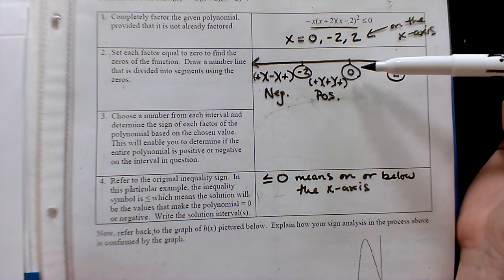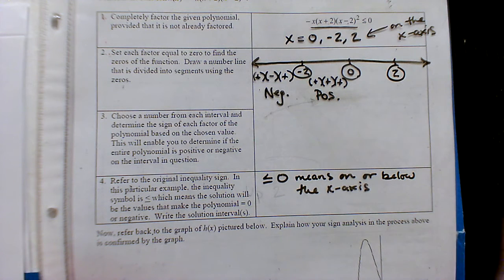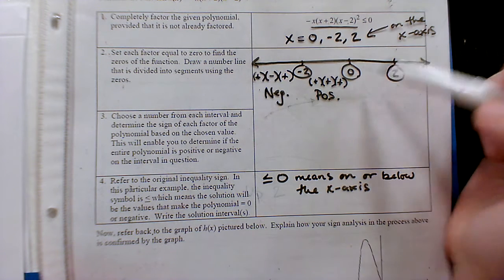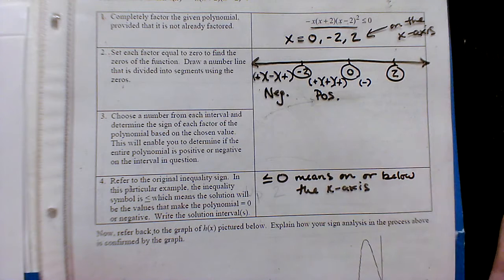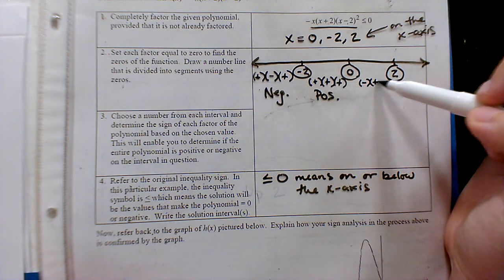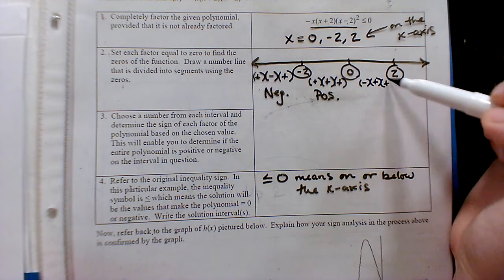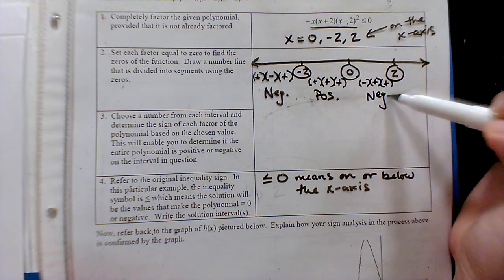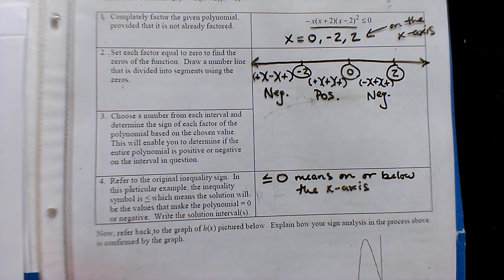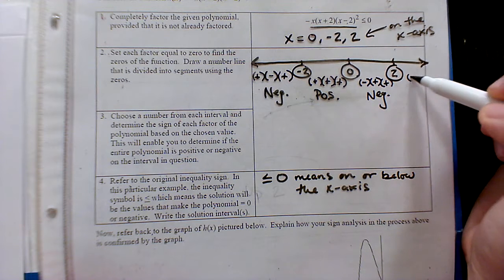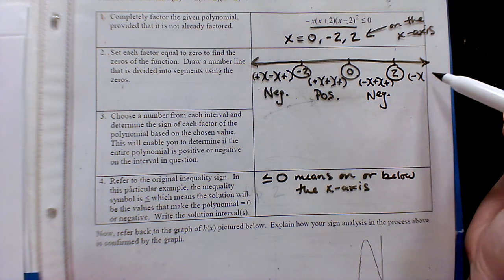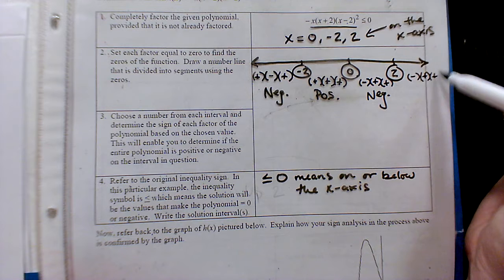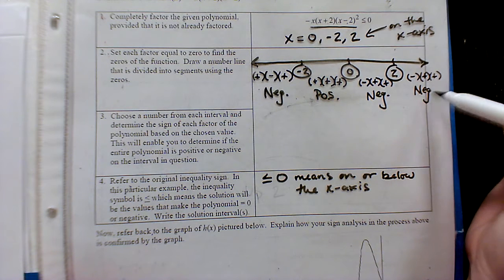For our next interval, something between 0 and 2, probably 1. If we plug it in, the first factor is negative, second factor is positive, third factor is positive, so overall negative. And then something between 2 and infinity, whatever you want. So the first factor, negative, second factor, positive, third factor, positive, multiplied together would give us negative.